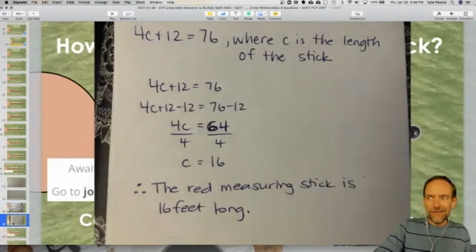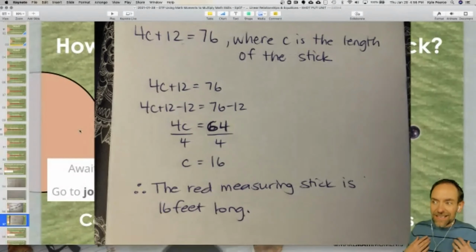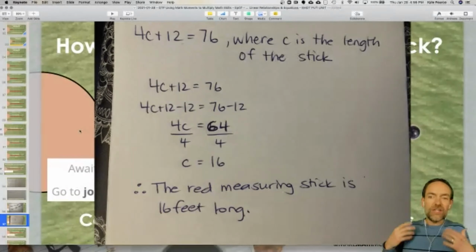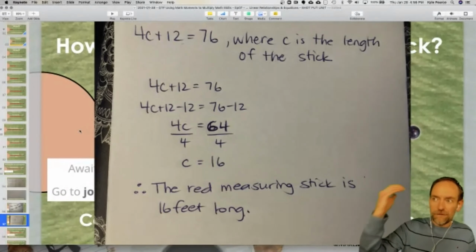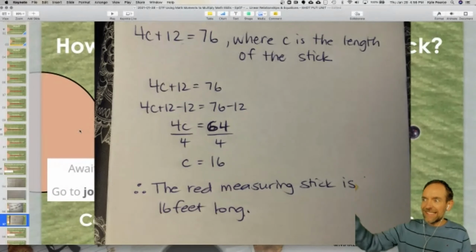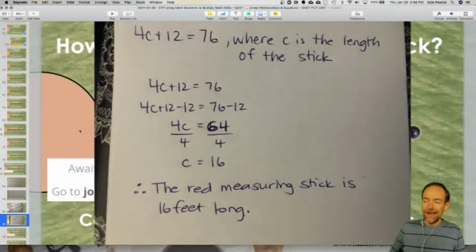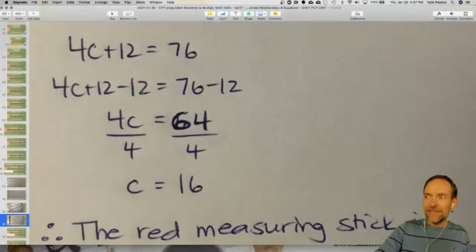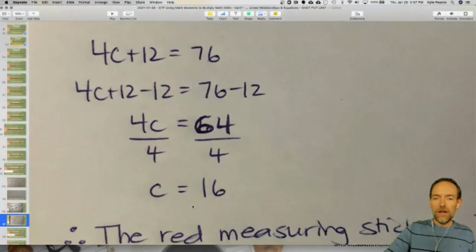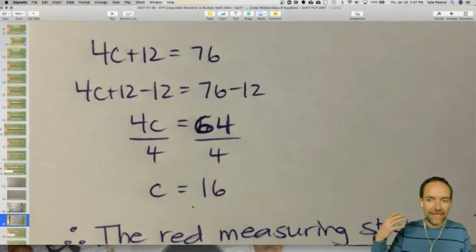And then, John, the one that I think most of us probably were taught to do in school, which is, hey, I got 4C, whatever that is. C is the length of the stick, plus 12 feet is equal to 76. Awesome. And then take away 12 on both sides, divide by 4 on both sides. I'm left with C is 16. But I think we could all agree that this is less accessible for some students right out of the gate.